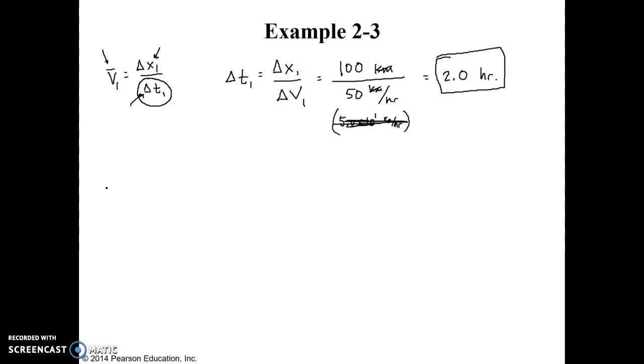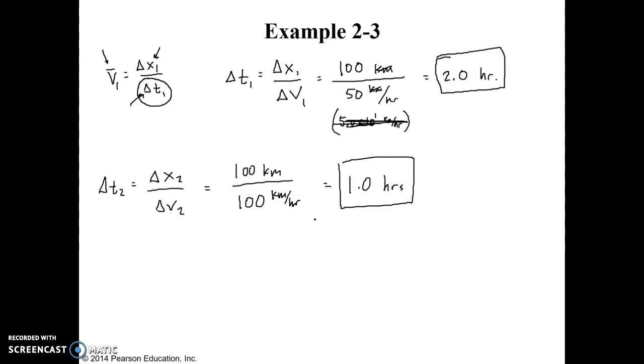Let's look at the second part of the trip. Again, delta t is going to be equal to delta x over v. I should put 2 subscripts on these because we're representing the second part of our trip. The distance traveled in the second part of the trip is also 100 kilometers, except this time we were traveling at 100 kilometers per hour. So that is 1.0 hours. That's the time it took us for the second part of the trip.